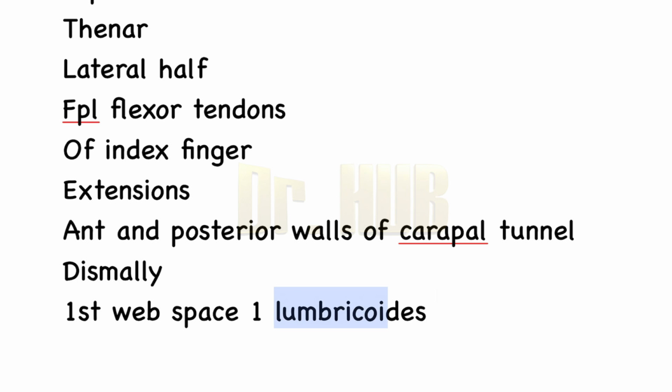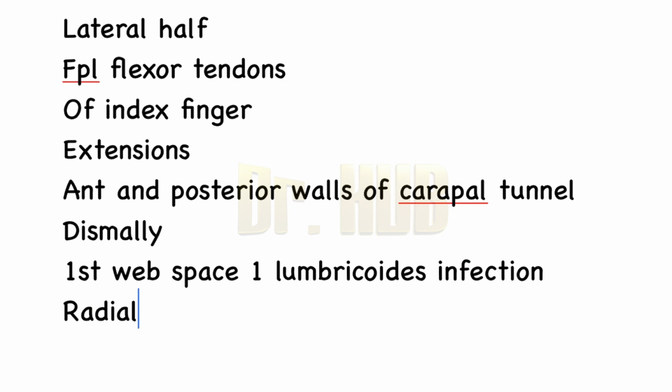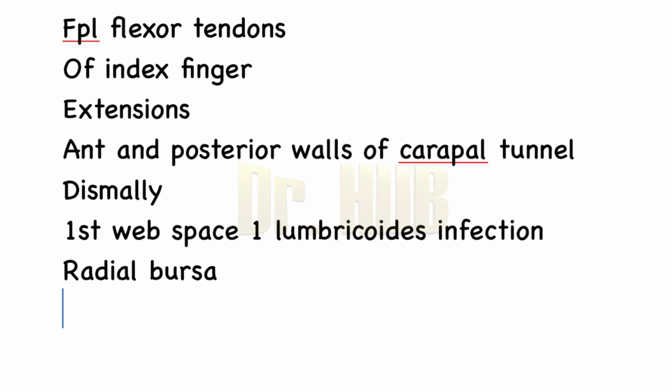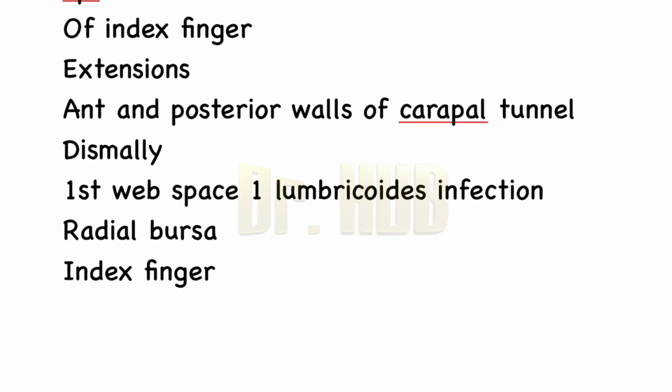Next, what about the clinical correlation? In case of infection, it is from the radial bursa or the synovial sheath of the index finger. The drainage is by incision in the web space of the thumb.